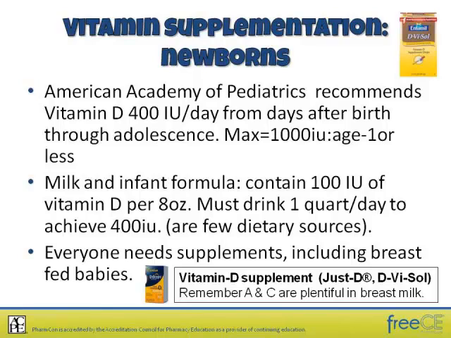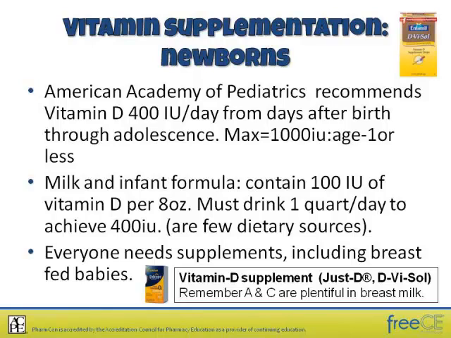Let's talk about vitamin supplementation for newborns. The American Academy of Pediatrics recommends vitamin D 400 international units per day from a few days after birth through adolescence. The maximum pediatric dose recommended is 1,000 international units for age 1 or less. Milk and infant formula contain about 100 international units of vitamin D per 8 ounces. You must drink 1 quart a day to achieve 400 international units.